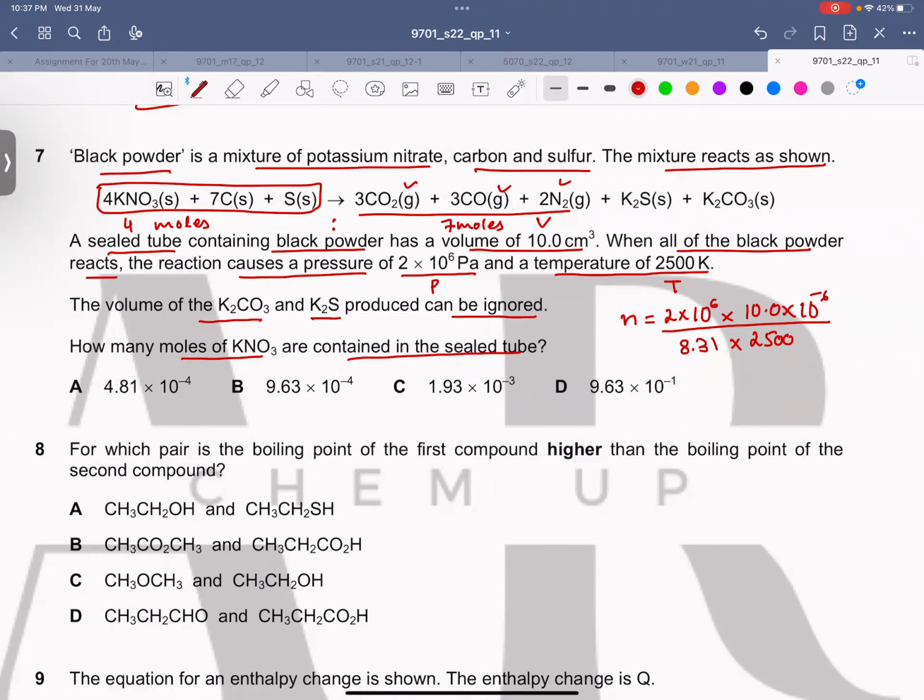Can anybody tell me the answer, please? I want the value over here. What value are you getting? Please tell me.